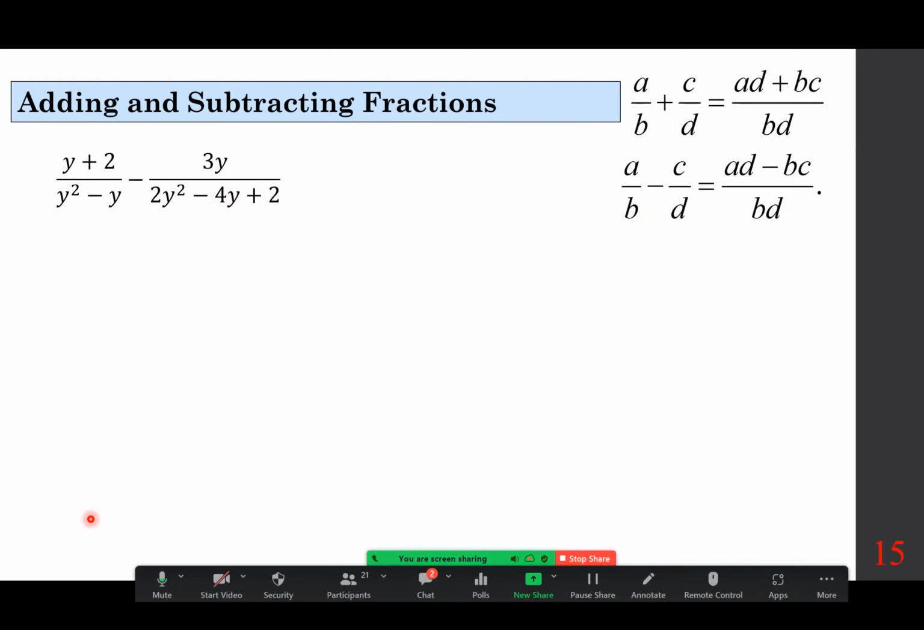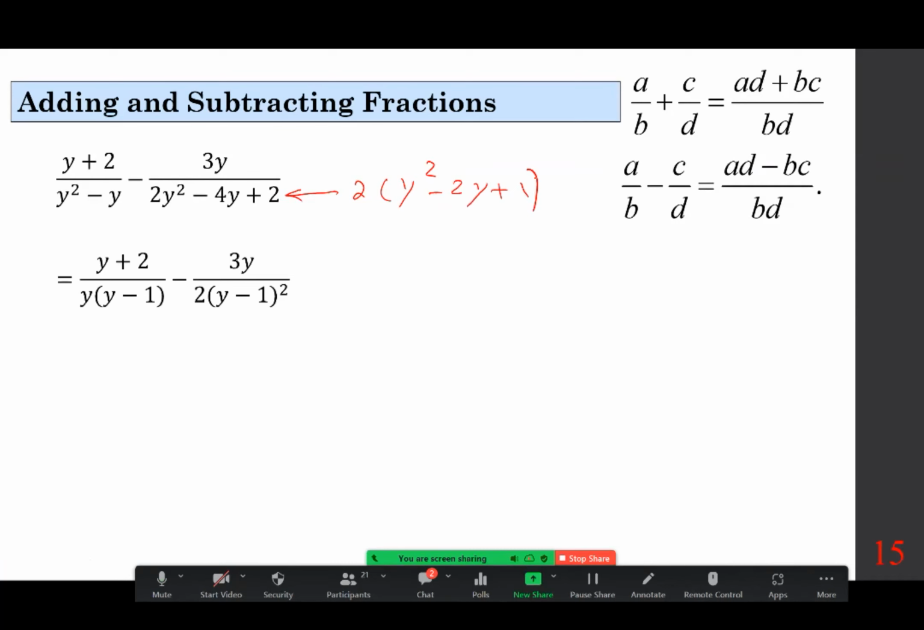The very first step: 2 comes out, leaving y squared minus 2y plus 1. And that's a perfect square trinomial, y minus 1 squared. So what is the LCD? 2 times y minus 1 squared. I hope you see that.